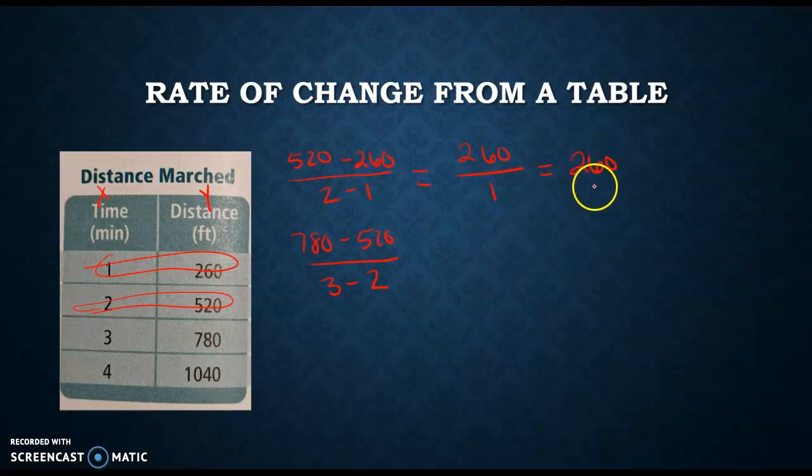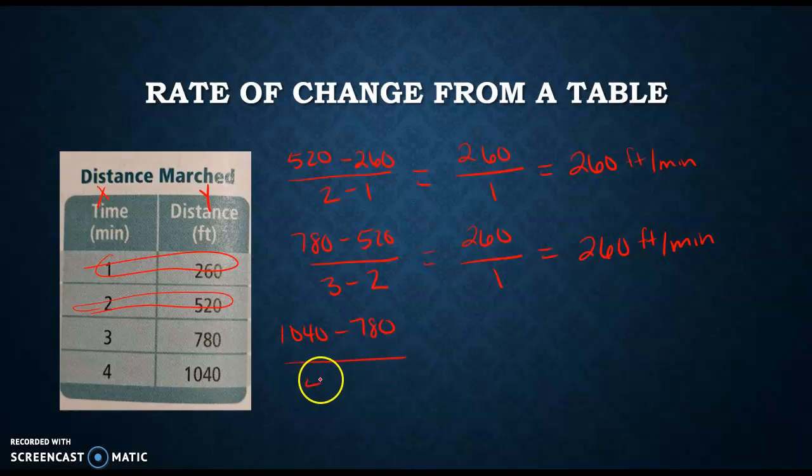And so this would be feet per minute. And then when we do 780 minus 520, again we get 260, and then 3 minus 2 is 1. So we end up with 260 feet per minute. If I wanted to, I could do 1040 minus 780 over 4 minus 3. I'm still going to get 260 when I do 1040 minus 780, and 4 minus 3 is 1. So we end up with 260 feet per minute.